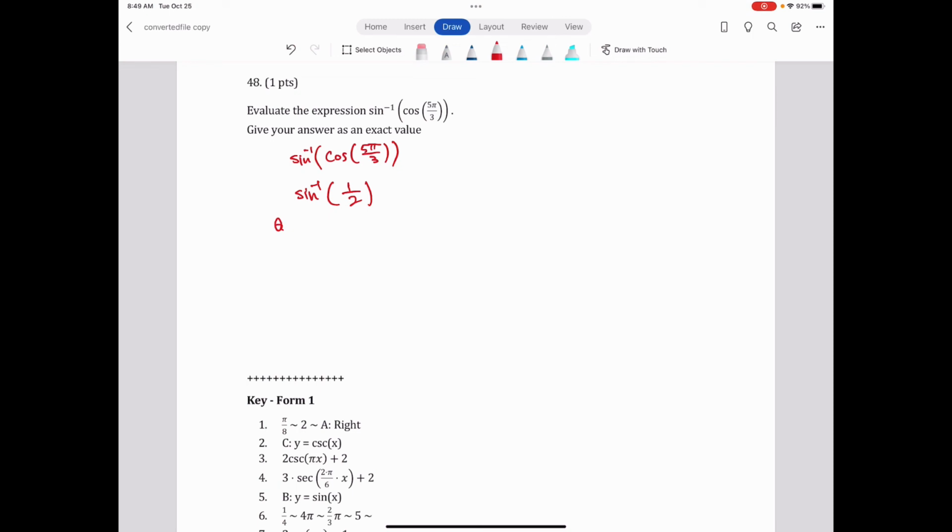So we're technically looking for an angle such that sine of that angle is equal to 1/2. We know that sine is positive in the first quadrant and second quadrant, but the inverse sine range is from negative pi over 2 and pi over 2, so we're going to stick to the first quadrant only. Theta in the first quadrant that has a sine equal to 1/2 is pi over 6. So theta is equal to pi over 6, and that is going to be our answer.